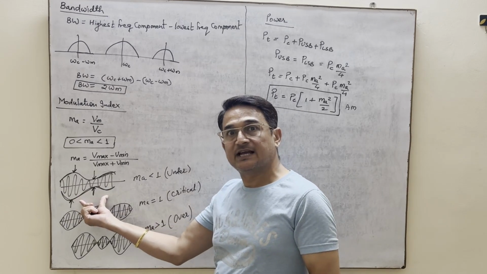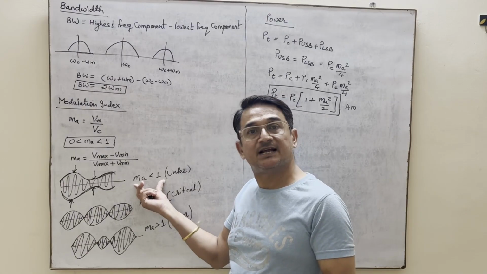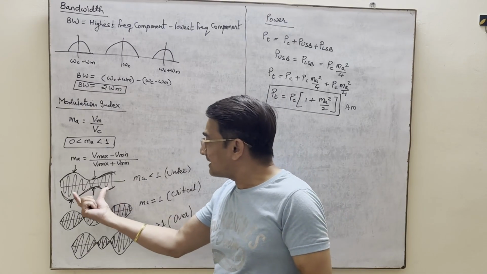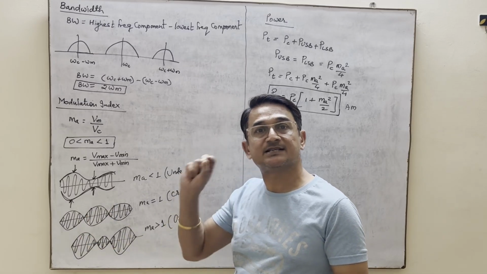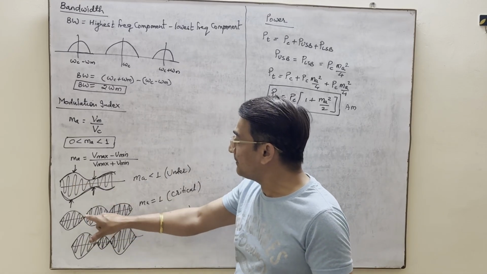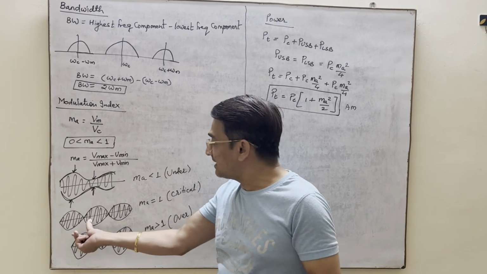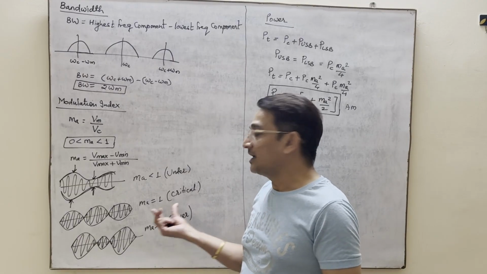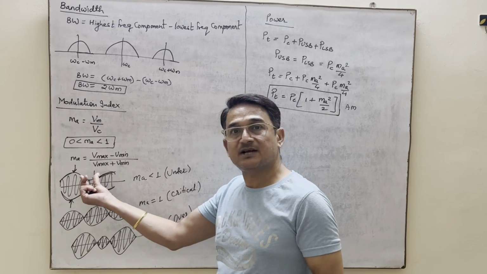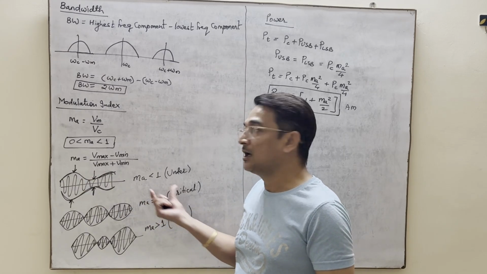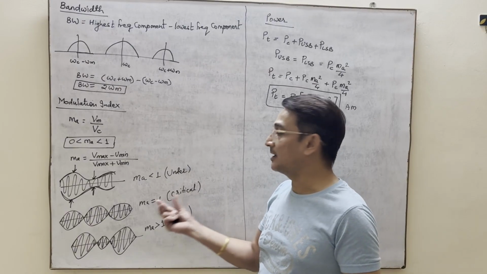This first diagram is known as under modulation, in which the modulation index is less than 1. After that comes the second type of diagram. When you increase the amplitude of the modulating signal, after some time Vmin becomes 0. This condition is known as critical modulation, in which Ma is equal to 1 because Vmin becomes 0. So it is Vmax upon Vmax, which is actually 1. So Ma is equal to 1. This condition is known as critical modulation.